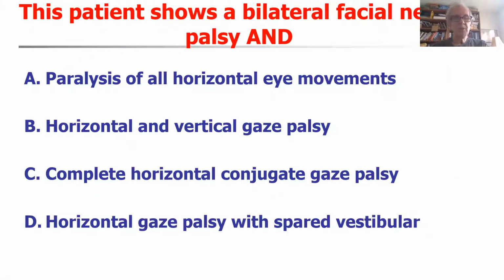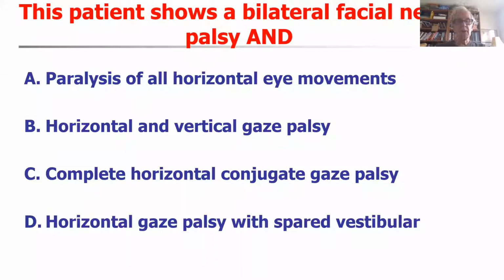I'm going to give you a few exam questions. You can keep track of how well you do at home. This patient shows a bilateral facial nerve palsy. I didn't mention it, but her face was very flat. And which of the following, A, B, C, or D? Were all eye movements paralyzed? Did she have a horizontal and vertical gaze palsy? Was there a complete horizontal conjugate gaze palsy?